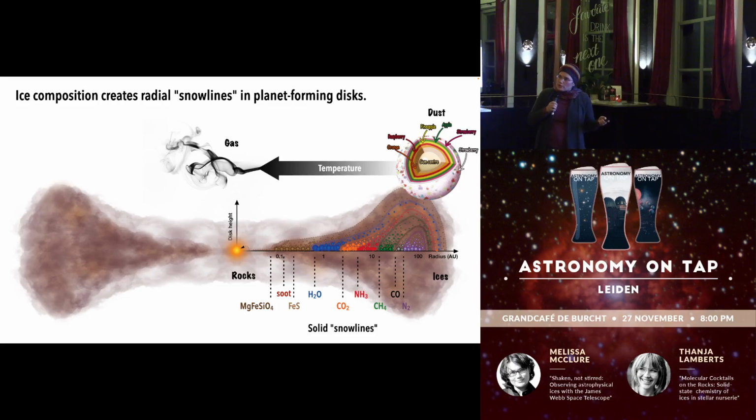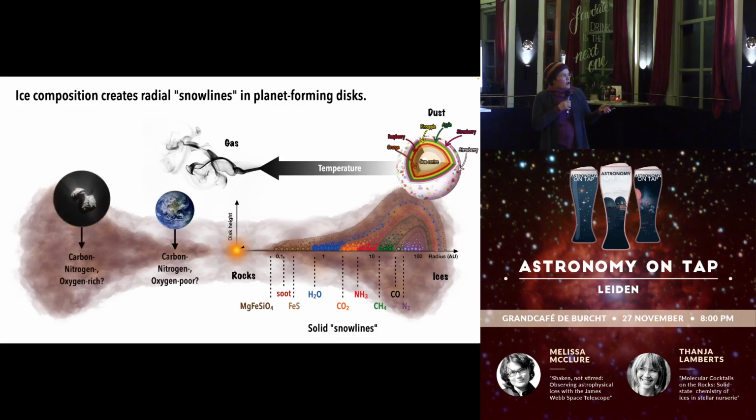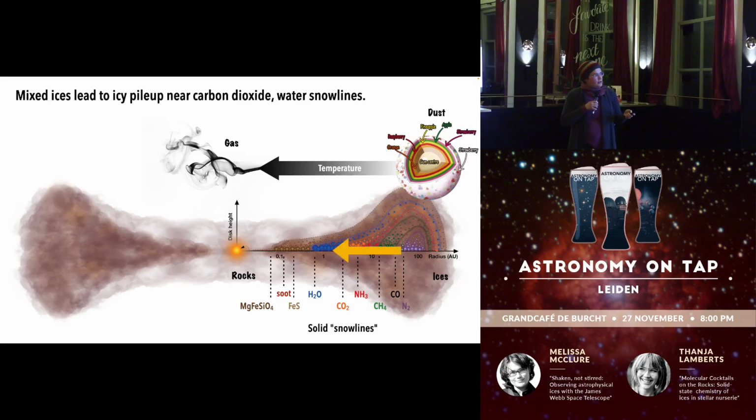And this sort of structure is supposed to explain why some planets, like the Earth, are poor in carbon, nitrogen, and oxygen because they formed inside of the water ice snow line. But other planets, or comets, like Comet 67P, are rich in carbon, nitrogen, and oxygen because they formed out around the CO snow line, for example. So that's our traditional picture.